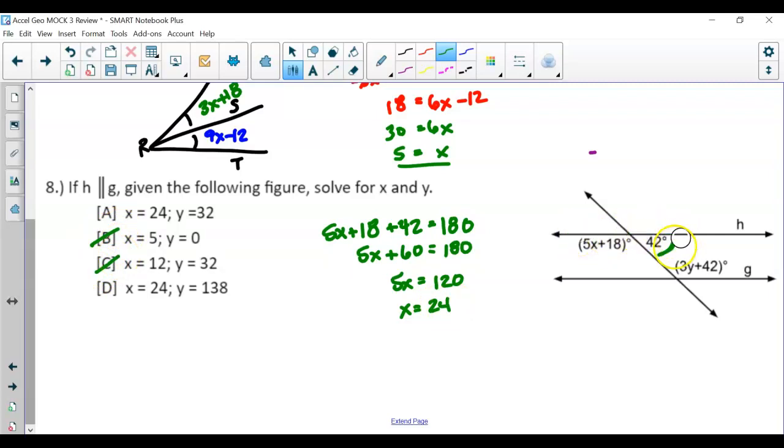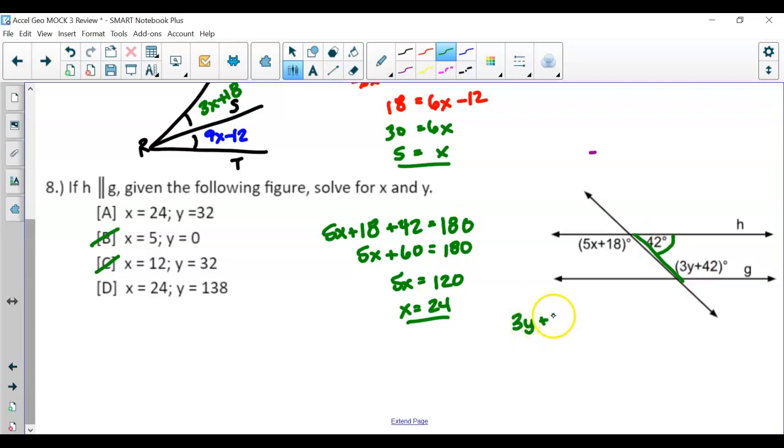So now looking at solving for y. Same thing here, right? We're going to use that 42 degrees. Now there are other ways, but I notice with y, they're not a linear pair. Notice how they're both on the same side of the transversal inside, same side interior, which means they are also supplementary. They add up to 180.